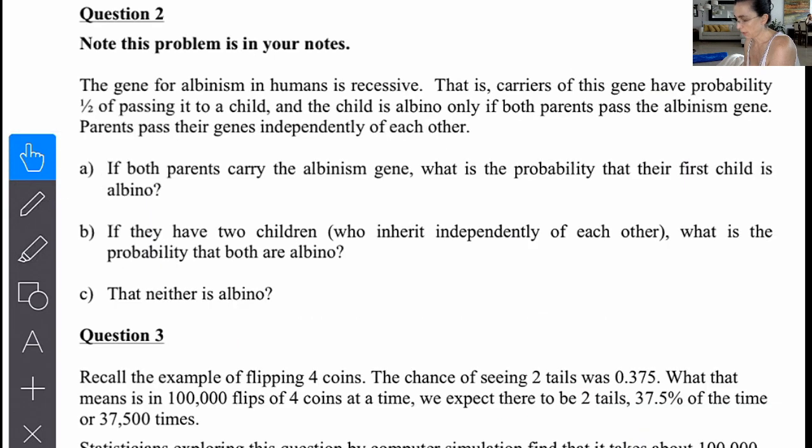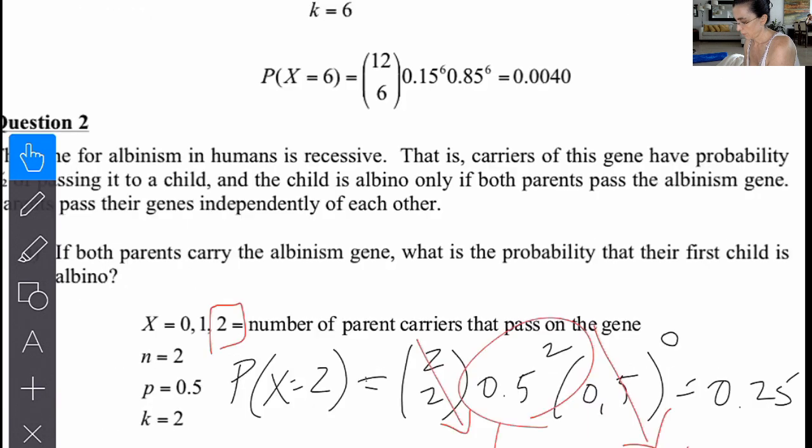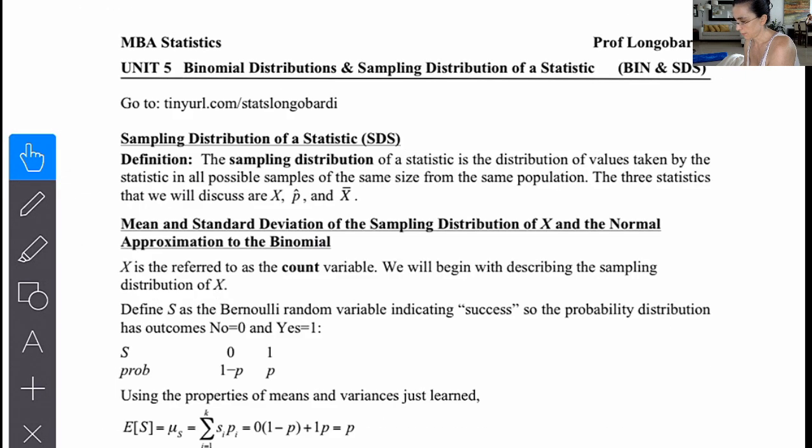So what we're going to talk about next is SDS. SDS stands for the sampling distribution of a statistic. Okay, and here's the idea of the sampling distribution. The sampling distribution of a statistic is the distribution of values taken by the statistic in all possible samples of the same size from the same population.